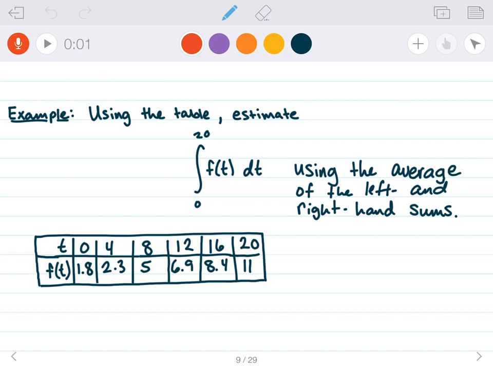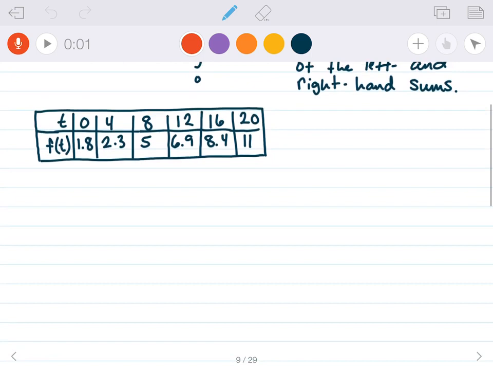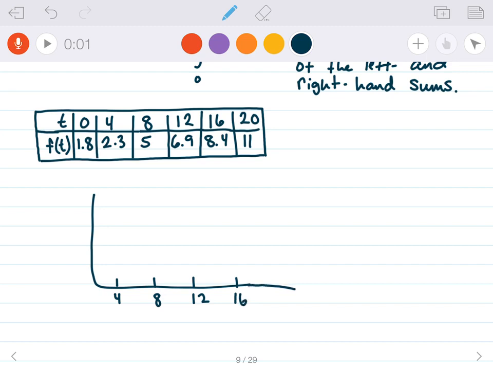Okay, so we want to use the table to estimate the area under a curve f of t from x equals 0 to x equals 20. So we want to use the average of the left and the right hand sums. Let's sketch out what we have here. We have our t values starting at 0, then 4, 8, 12, 16, and 20. So it looks like our rectangle is going to have a width of 4 for each of these.